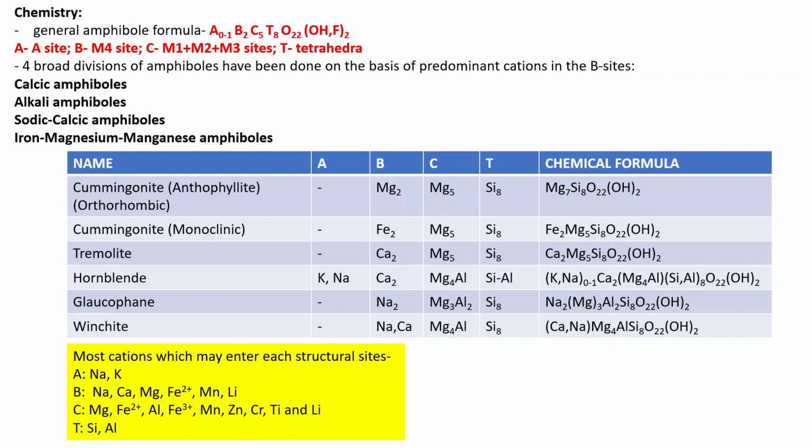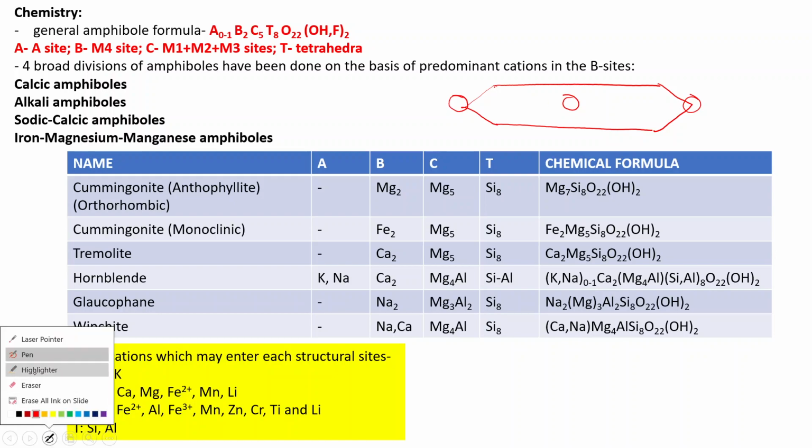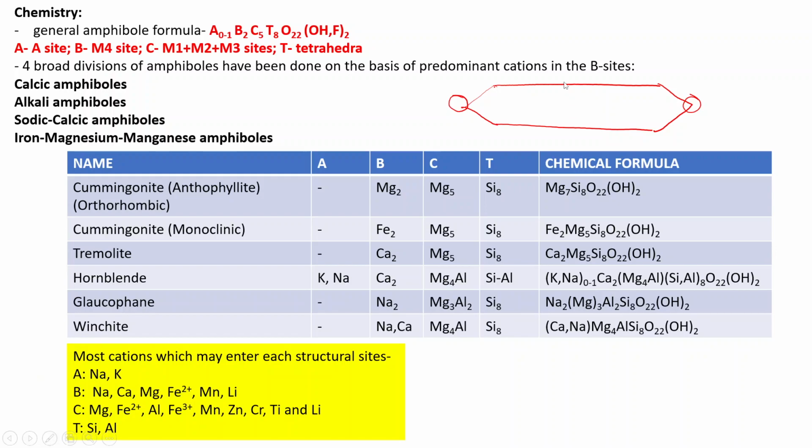So again, if you wish to keep it in your mind, then let me draw the cation strip for you. A will be here. So this will be M4, A, M4. This will be M4, and this will be M1, or sorry, M2, M1, M3, M1, M2.